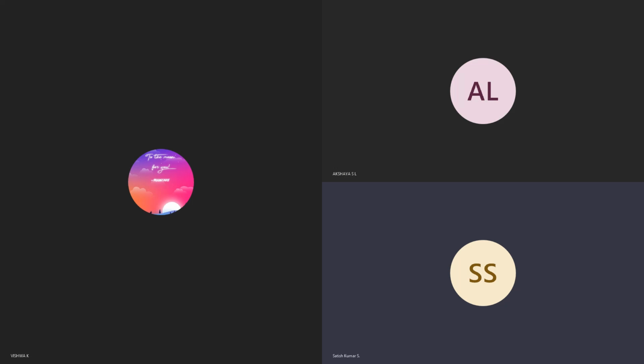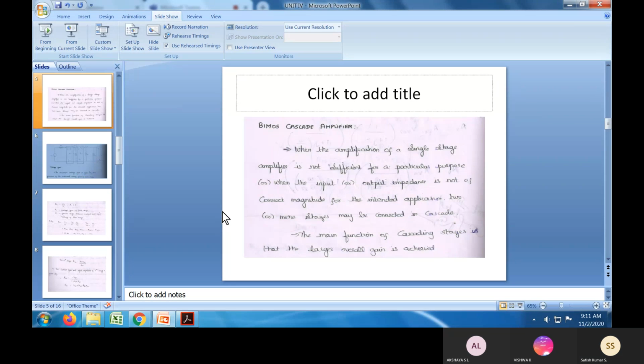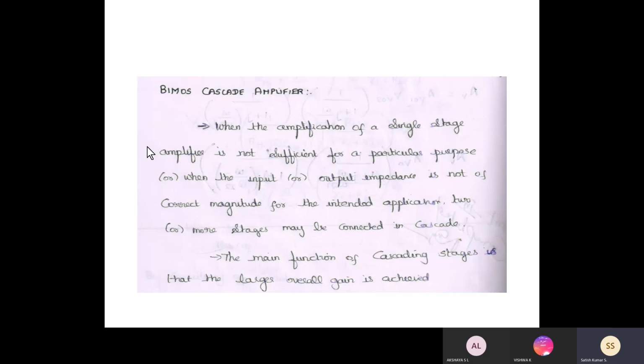We are going to discuss that BiCMOS cascaded amplifier. So we know why we have to go for cascading. Why do you have to cascade more than one amplifier? That is, we have to get a required output. Here we are going to concentrate only on 4 parameters in this amplifier circuit.